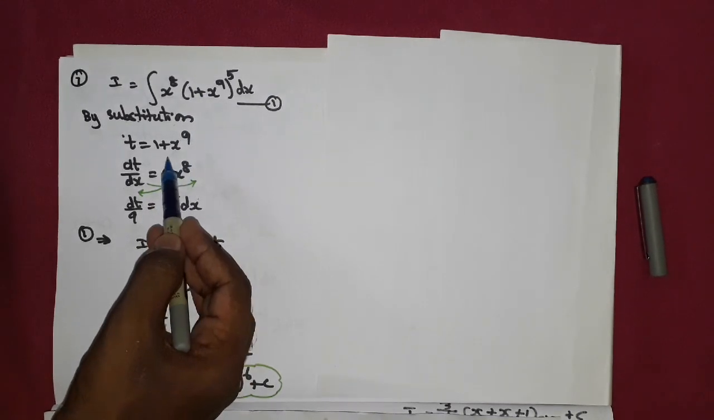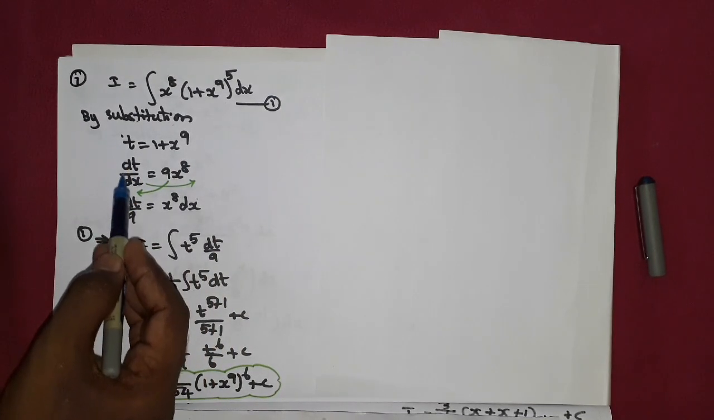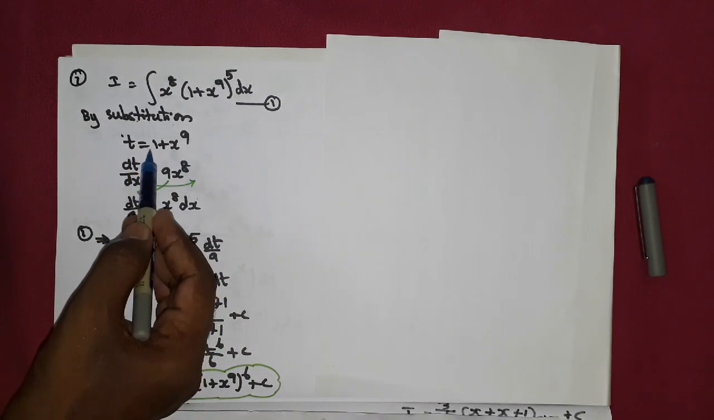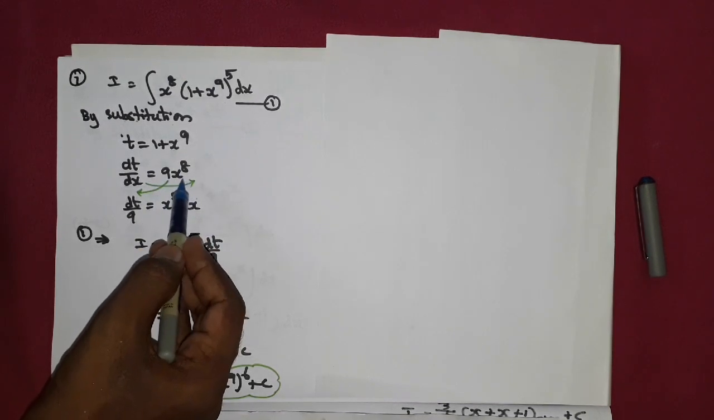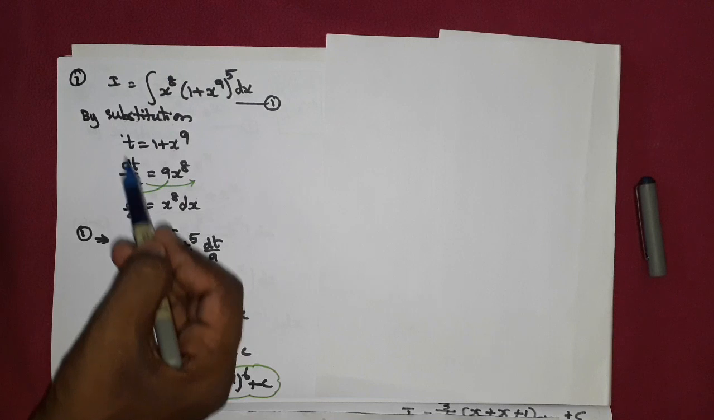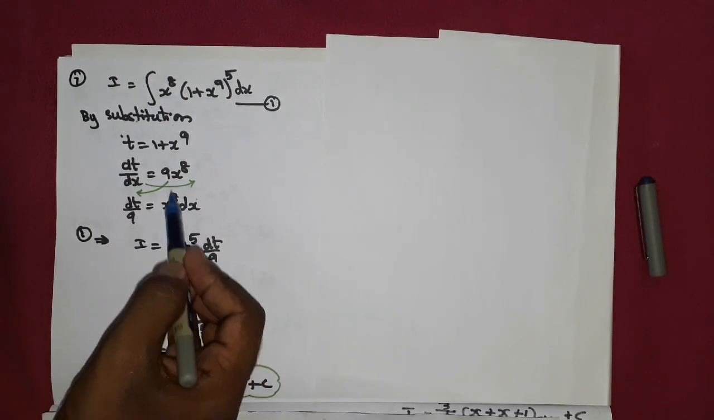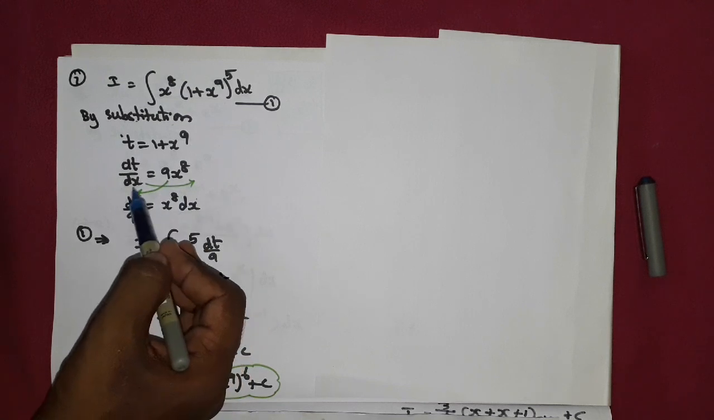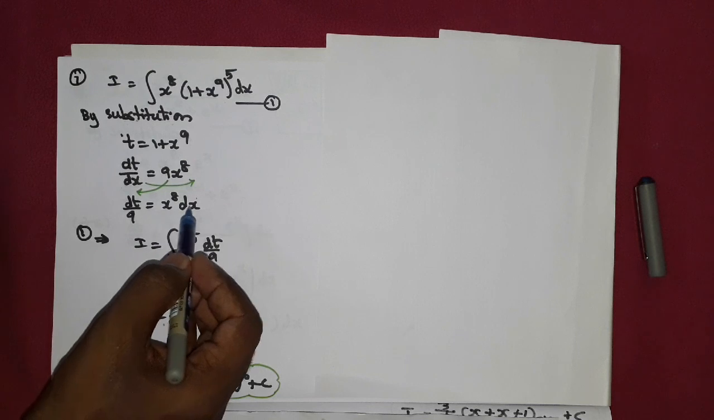Okay, now we take this innermost 1 plus x power 9 as t. When you differentiate, you get dt by dx. Right. Here when you differentiate 1, 0. x power 9 when you differentiate, you get 9x power 8. Okay, nearly we get the answer because we want x power 8 in the answer part, right? We got it. So now take 9 to the denominator and dx to the other side. So now it looks like dt by 9 equal to x power 8 into dx.